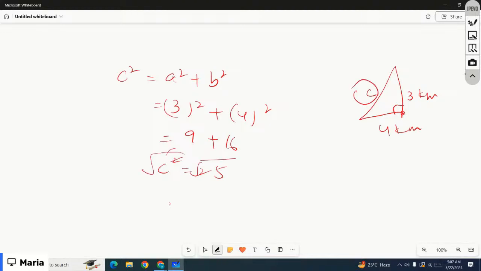The square and square root cancel out. C equals, that is 5 times 5, or you can write it as 5 square, and that is only 5. So C is 5. You can see the hypotenuse is always the longest length in the right angle triangle. Got it?